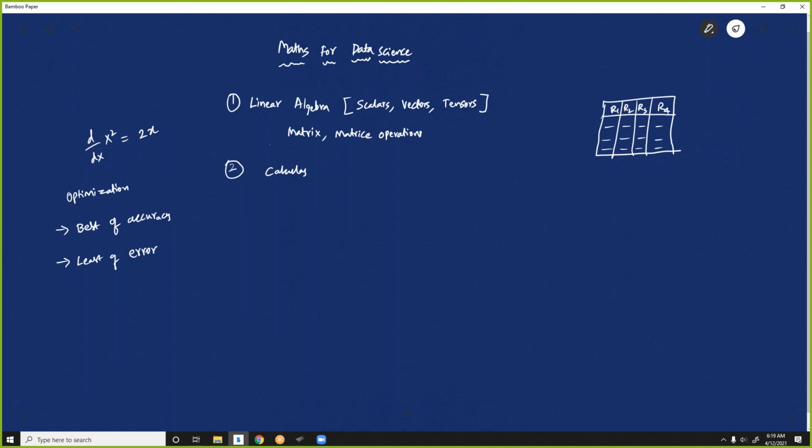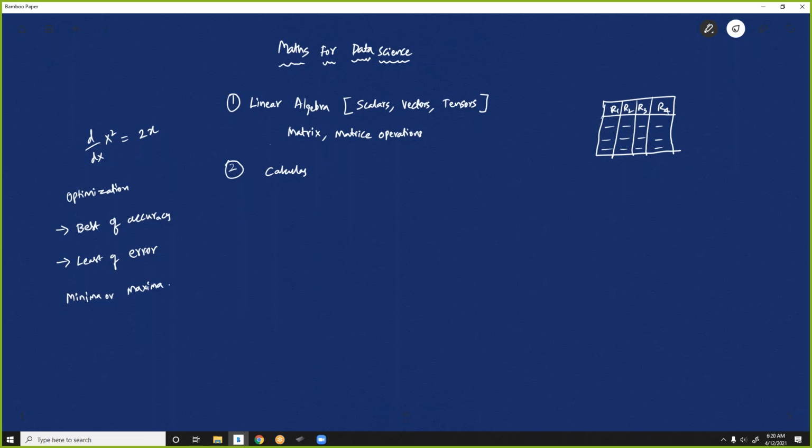So the best of accuracy, the least of error. Whatever we're trying to do, we are trying to obtain a minimum or a maximum condition. In the optimization world, we call this a minima or maxima.